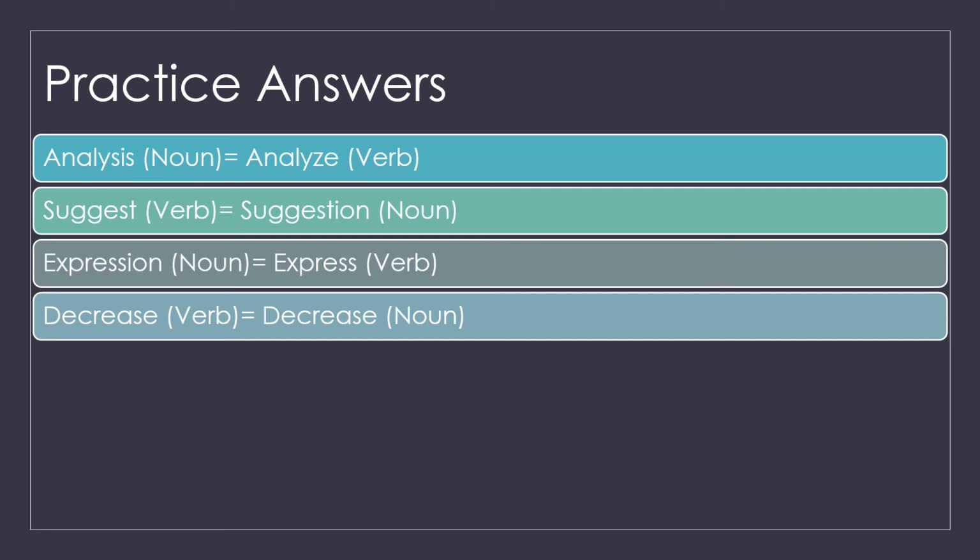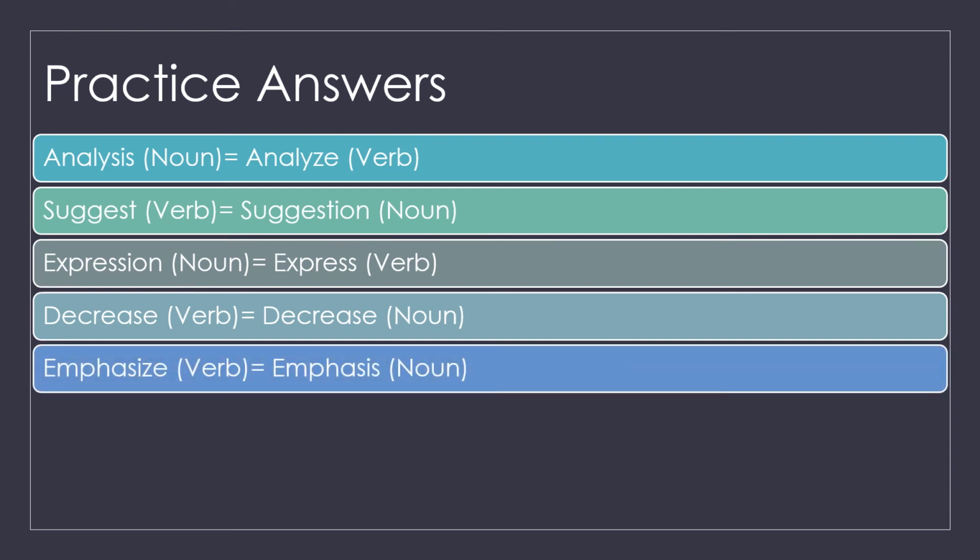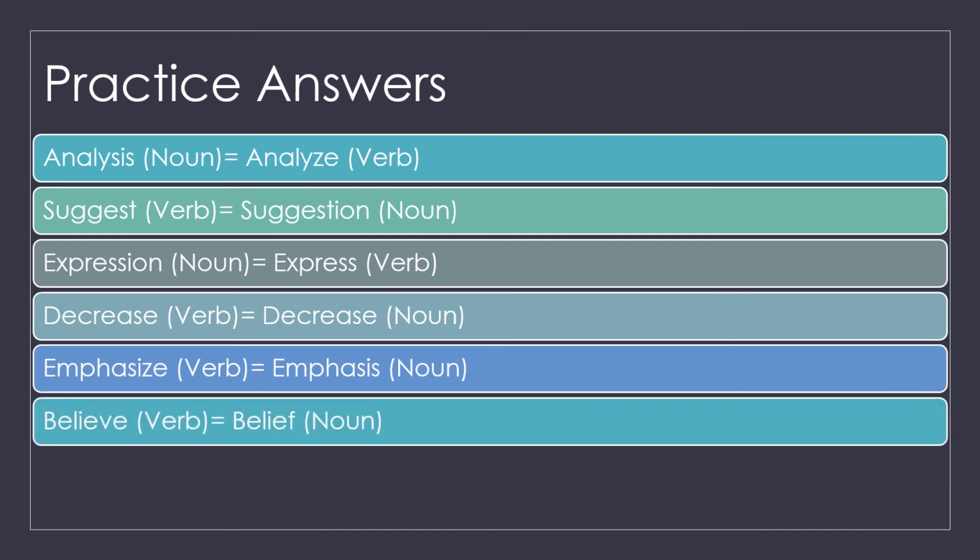Decrease is one of those words where it can be both a noun or a verb depending on how you use it. For example, Fred decreased his spending habit. In that, decrease is our verb. Versus, a decrease in spending is a good habit to have. In that case, it is working as a noun. Emphasize is the verb. Emphasis is the noun equivalent. Believe is a verb. To convert it to a noun, it would be belief.